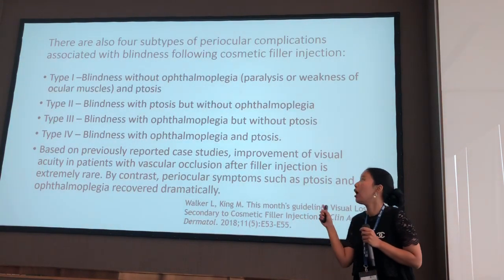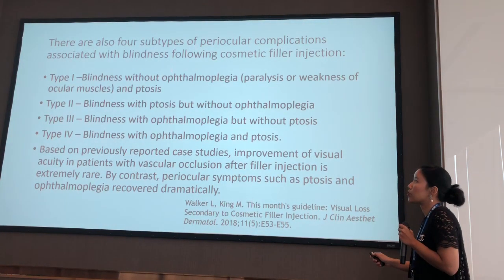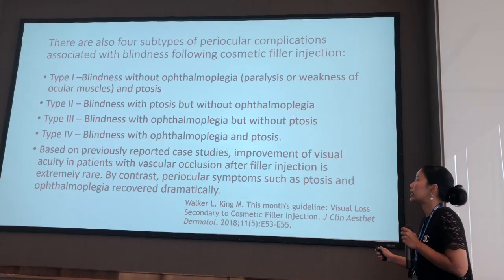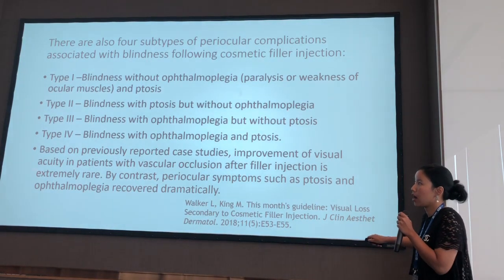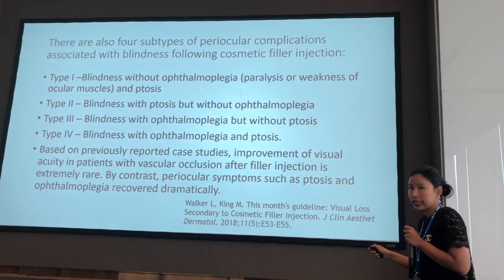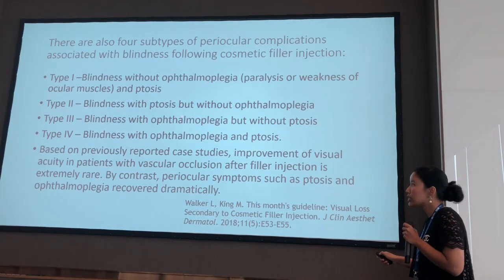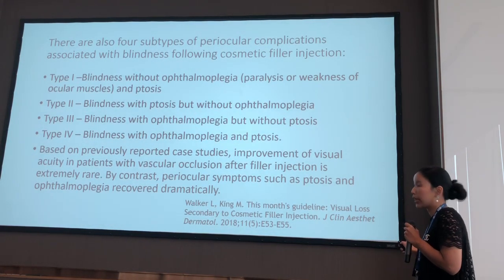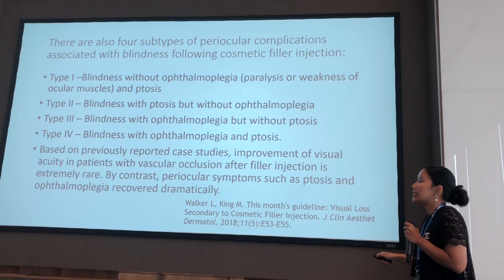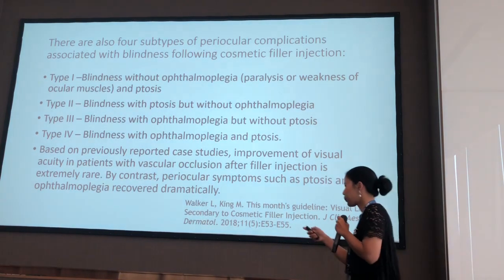And this is the type of periocular complication associated with blindness following cosmetic filler injection. There are 4 types. Type 1 is blindness without ophthalmoplegia and ptosis. Type 2 is blindness with ptosis but without ophthalmoplegia. Type 3 is blindness with ophthalmoplegia but without ptosis. Type 4 is blindness with ophthalmoplegia and ptosis.